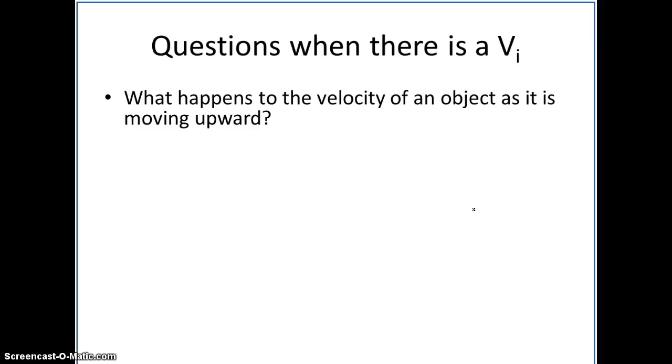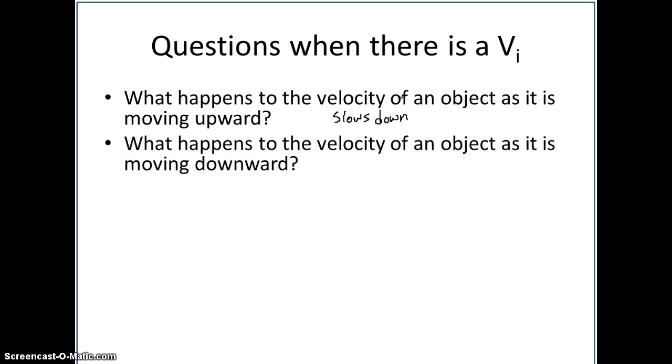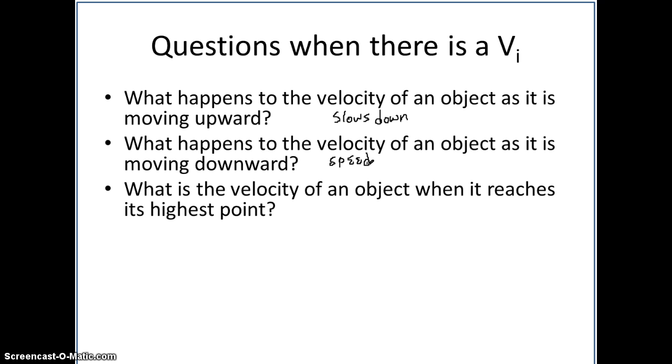Alright, so an object moving upward, what happens to it? What happens to the velocity of an object as it's moving upward? It's going to slow down. Next question. What happens to the velocity of an object as it's moving downward? Well, something coming down is going to speed up. It's going to increase the velocity. What is the velocity of an object when it reaches its highest point, just like that basketball player? 0.